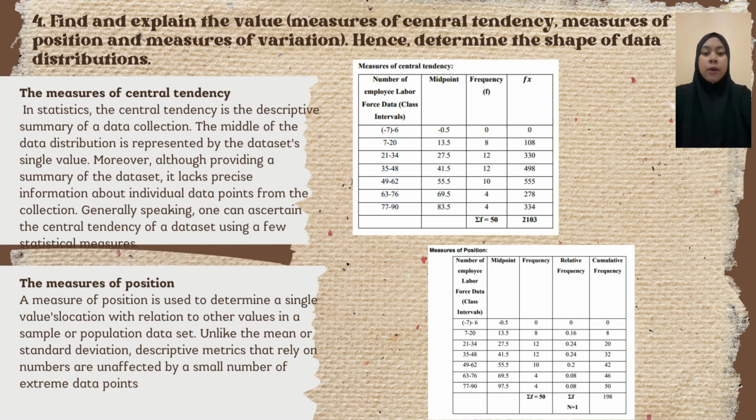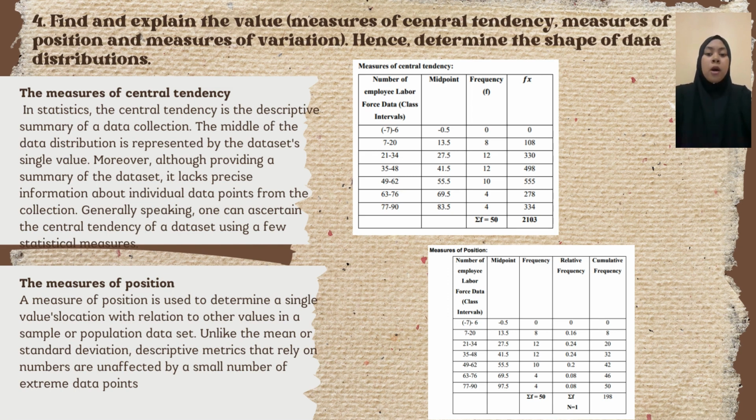Find and explain the value to determine the shape of data distribution. The measure of central tendency in statistics. The central tendency is a descriptive summary of a data collection. The mode of the data distribution is represented by a single dataset value. Moreover, although providing a summary of the dataset, it lacks precise information about individual data points from the collection. Generally speaking, one can ascertain the central tendency of the dataset using a few statistical measures.